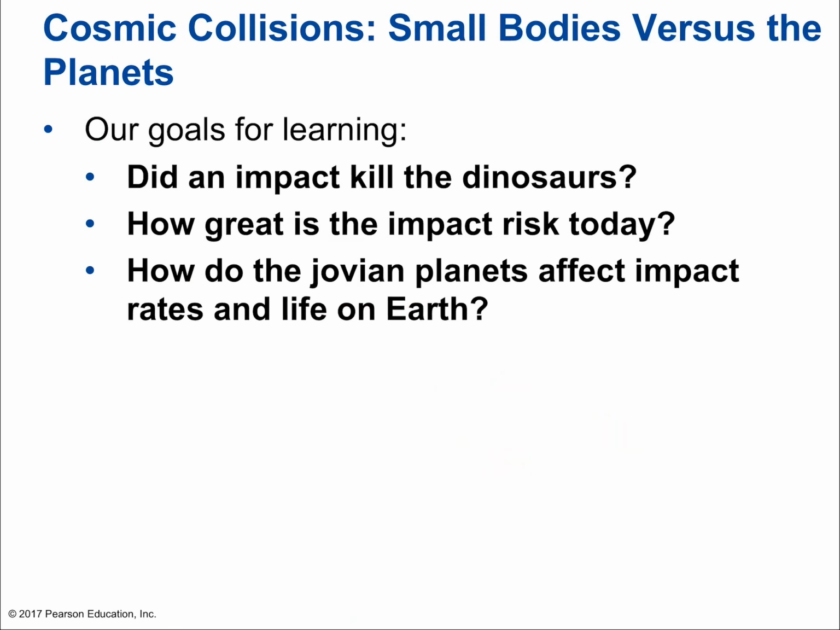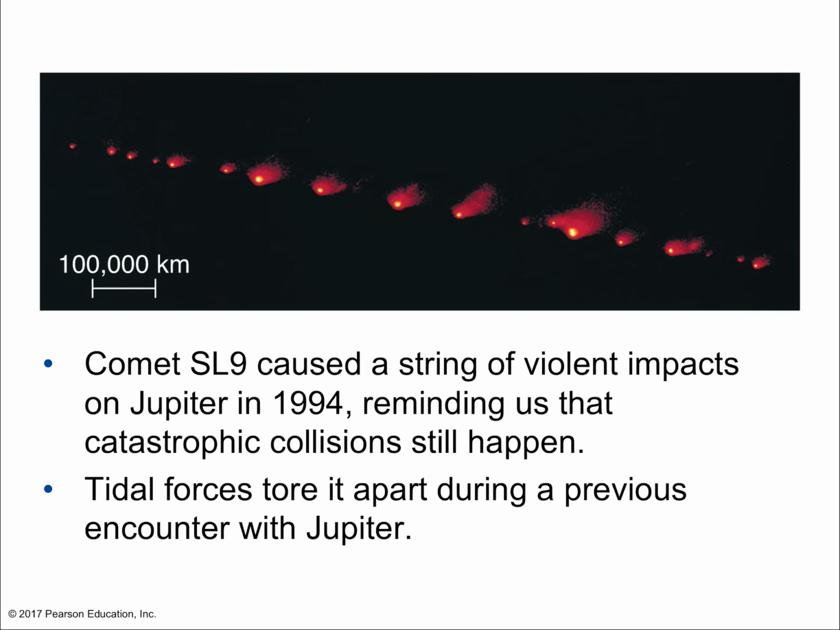So let's talk, our last topic here, about collisions. What's the danger of objects crashing into Earth? How did the dinosaurs die? And what's the risk of impacts today? All right? So here is a string of violent impacts that happened on Jupiter in 1994. So really showing how an asteroid or a comet can rain down on a planet. If this happened on Earth, it'd be catastrophic, right? So this is a huge collision, right?